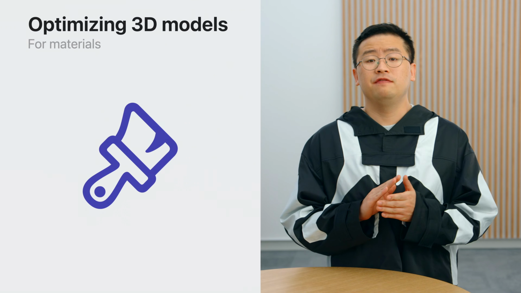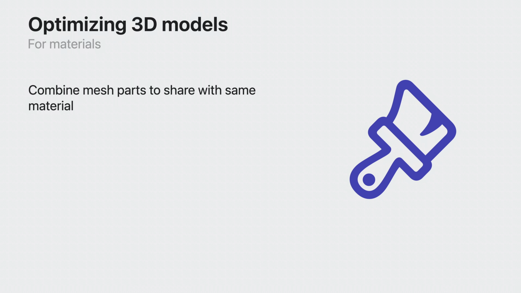Materials define the surface properties of a 3D model. They specify how the system renders the model, including its color and whether your object appears with a shiny or reflective look. When it comes to optimizing your materials for a 3D model, you can reduce your loading time by combining mesh parts to share the same material. The reason this helps is because when your 3D model has custom materials, the system has to compile them when it loads for the first time.